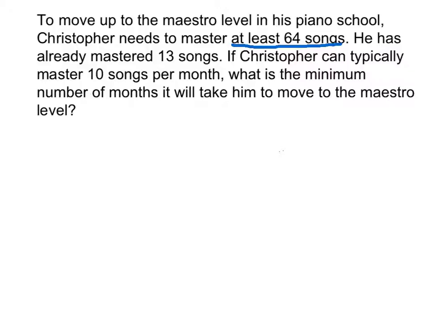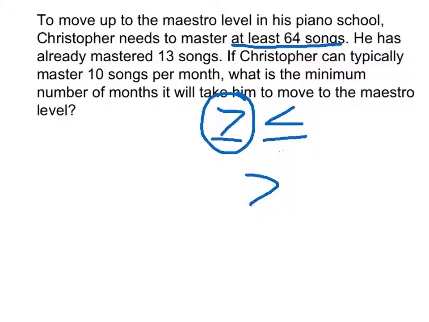So when we look at that, we want to think, is it going to be greater than or equal to, or less than or equal to? When we see "at least," we know it's going to be greater than or equal to. So to start off our equation, we are going to write greater than or equal to 64. That sets up the right-hand side of our equation.